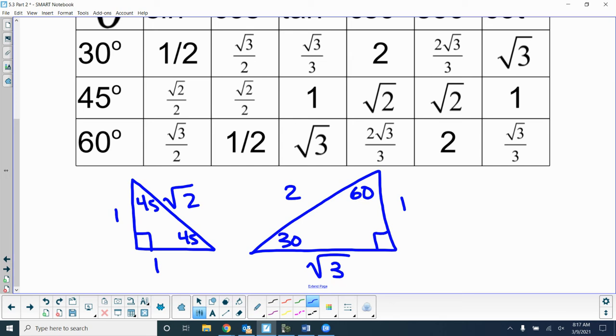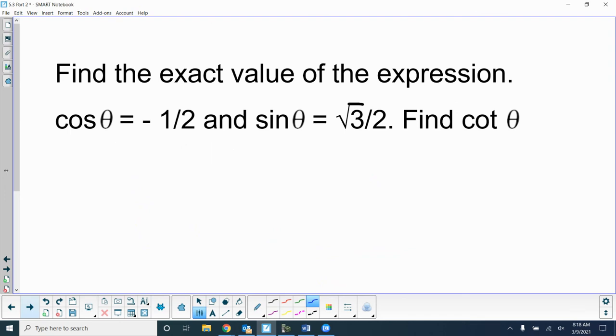Okay? Then you just do SOHCAHTOA. Sine, opposite over hypotenuse. It simplifies to radical 2 over 2. Okay? Sine, opposite over hypotenuse, 1/2. Okay? So if you want to memorize that table, go right ahead. But I think it's easier just memorizing those two triangles. Okay, so it says cosine is -1/2. Remember? Adjacent over hypotenuse.